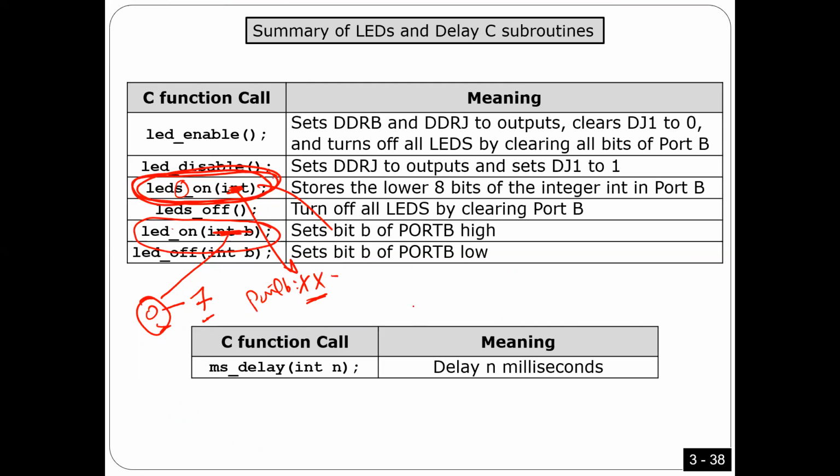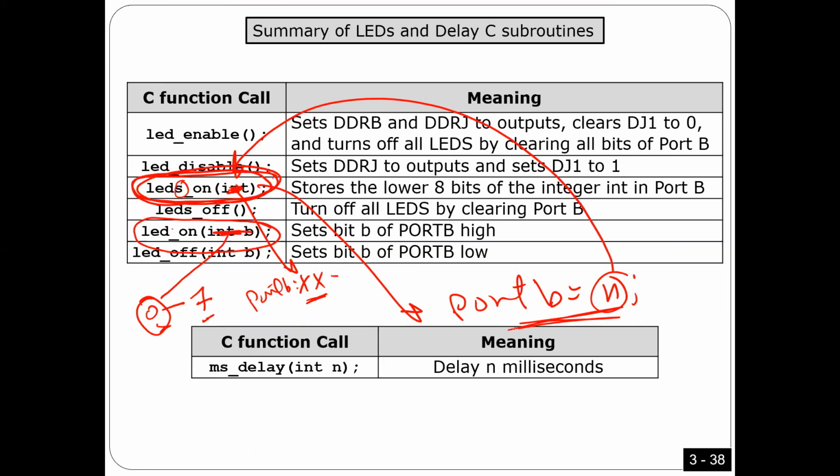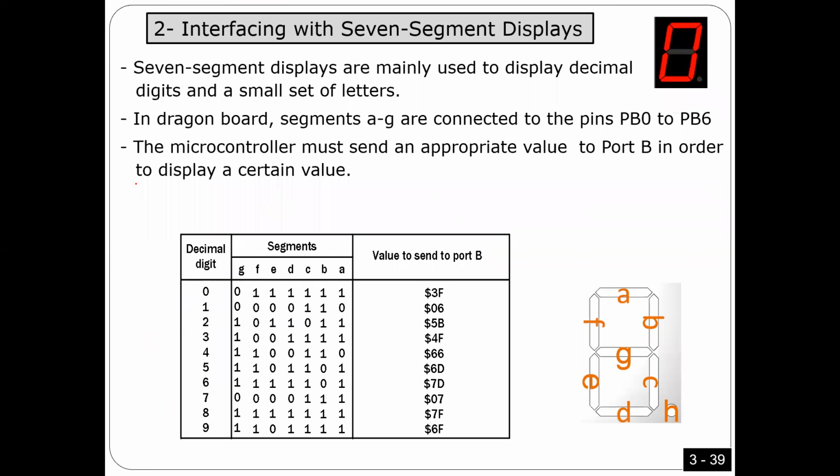Okay, so this one is actually equivalent to, say, if we want to say port B equal N, and N is actually the value sent here. Is that okay? So anyway, if you love this one, it's okay to me. If you want to use this function, it's okay to me. Whatever you want to do is okay to me. Okay, guys? So now we still have 7 minutes.